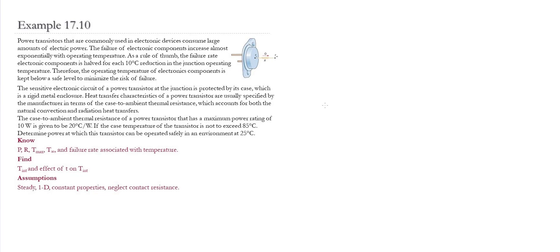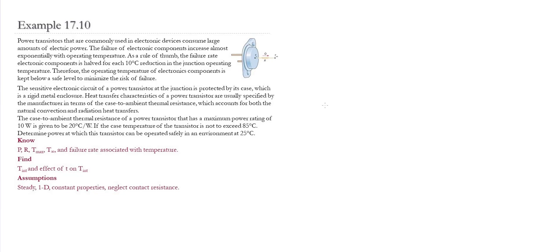Heat transfer characteristics of a power transistor are usually specified by a manufacturer in terms of a case to ambient thermal resistance, which accounts for both the natural convection and radiation heat transfer values. The case to ambient thermal resistance of a power transistor that has a maximum power rating of 10 watts is given to be 20 Celsius per watt.